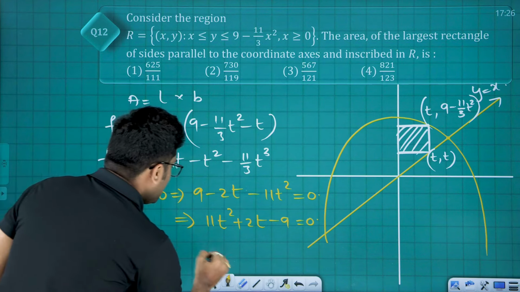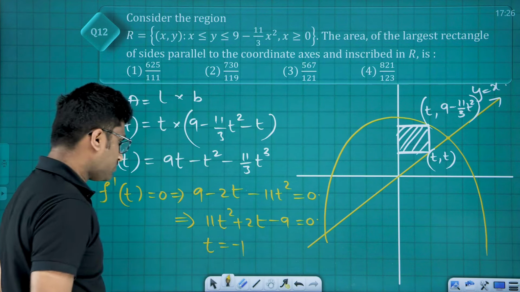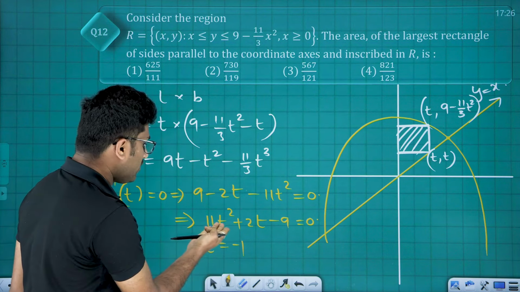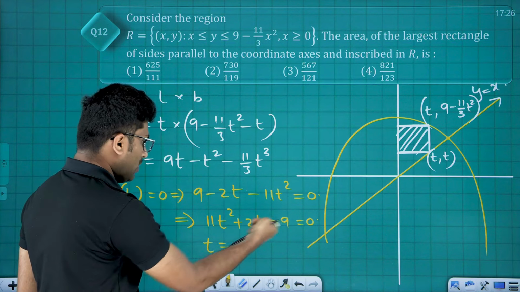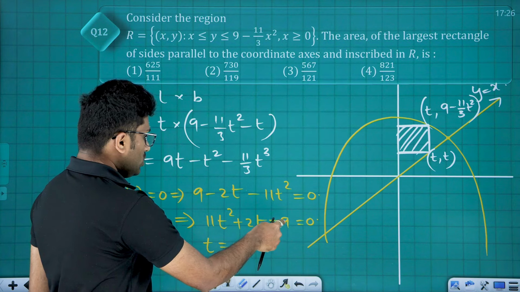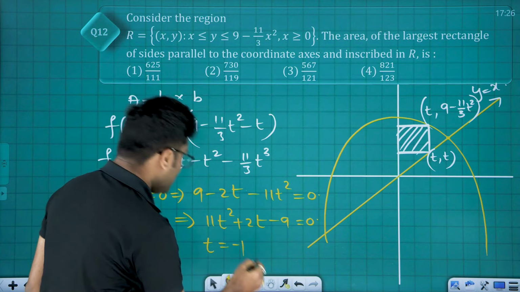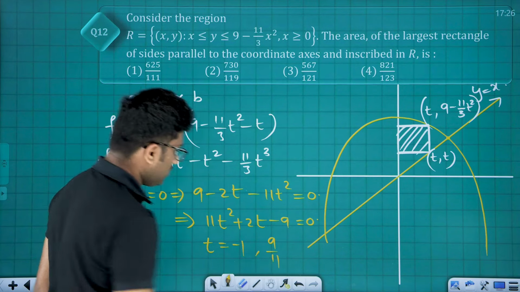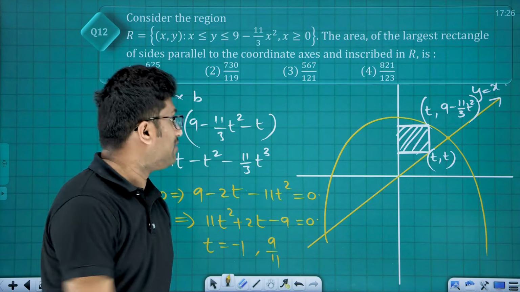Clearly t equals minus 1. See, by trial and error, if t equals minus 1, it becomes 0, and the product of the roots is minus 9 by 11, so minus 1 into something should equal minus 9 by 11, so the other root will be 9 by 11. One is minus 1, the other is 9 by 11, friends.